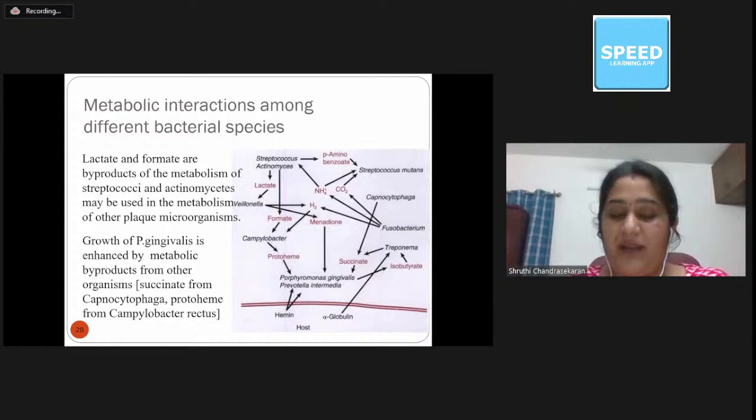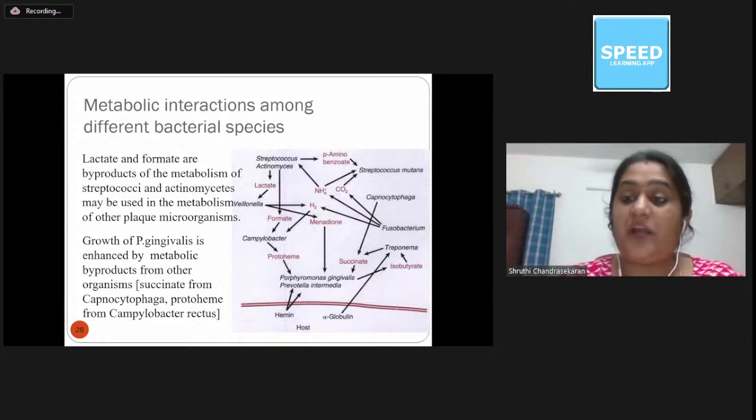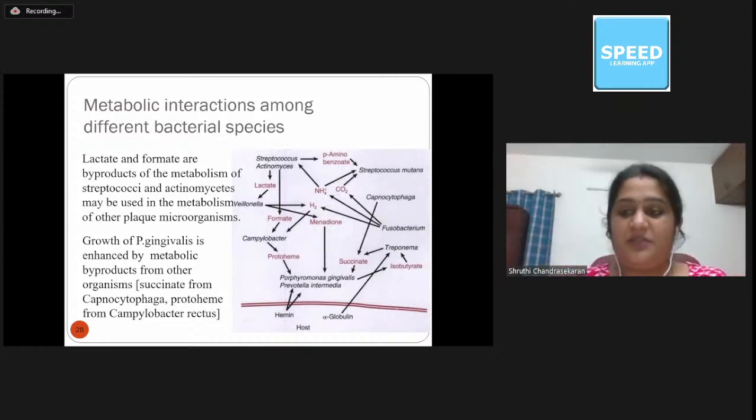Lactate and formate, which are byproducts of the metabolism of streptococci and Actinomyces, can be used as a metabolic food intake for the other plaque microorganisms. This is also a form of synergism. So when a byproduct, that is the excretory product of one bacteria, is used as a source of energy by the other bacteria, this concept is known as synergism.